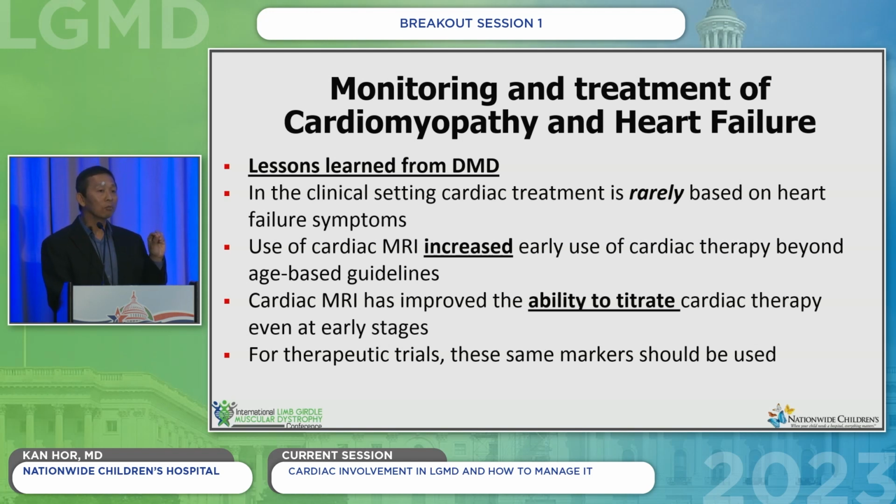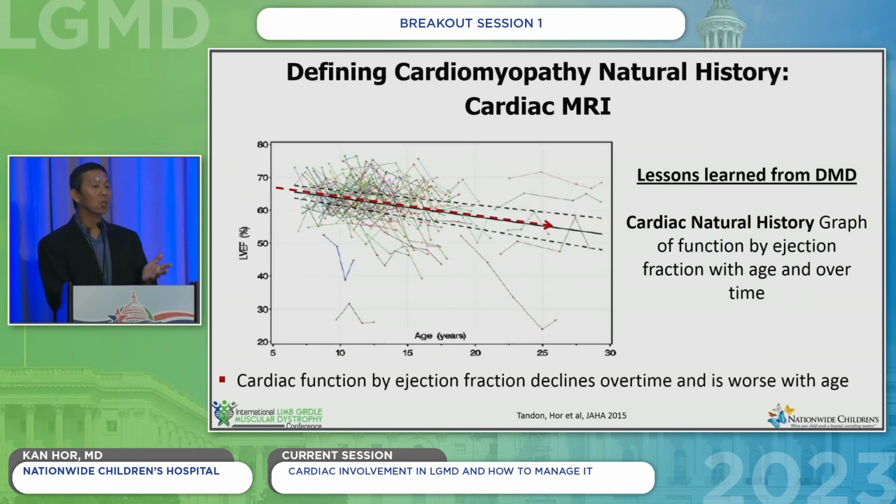And that leads to earlier treatment, and then we can actually titrate your treatment as your disease progresses. So this is used clinically and is actually being used in clinical trials as well. Let's take a look at the lesson learned. In neuromuscular disease, it's a progressive disease. It's a muscle disease that progresses.